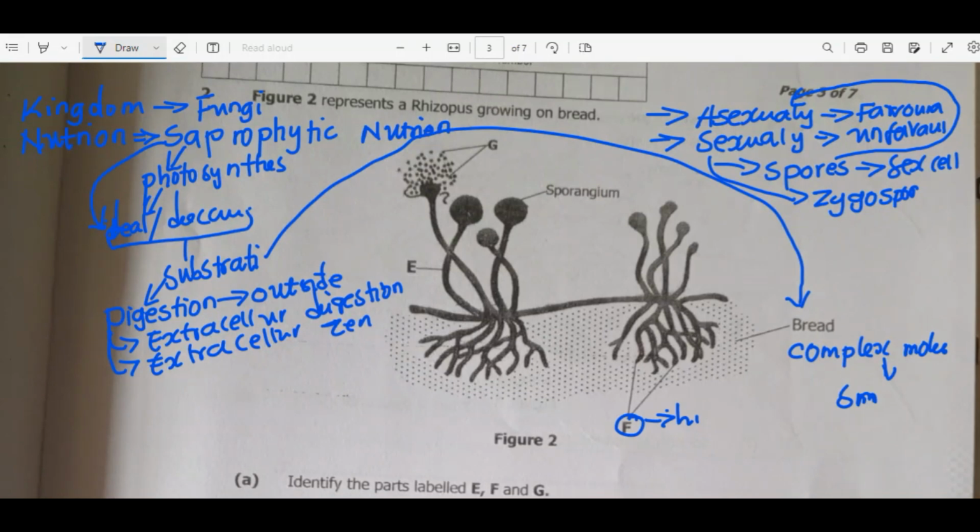So after the complex molecules have been broken down into simpler ones, the simplest molecules will be absorbed into the rhizopus by the rhizoid. Now this is done by active transport. So the diffusion kind of movement that we have here is all about active transport. Then from what we have discussed here, let's see how we can handle the questions that come here.